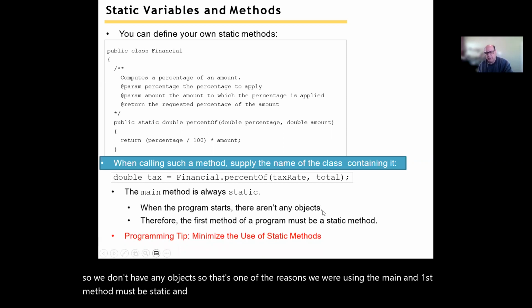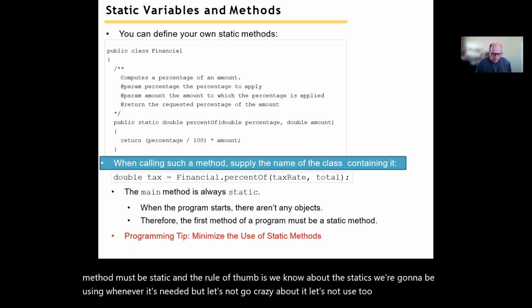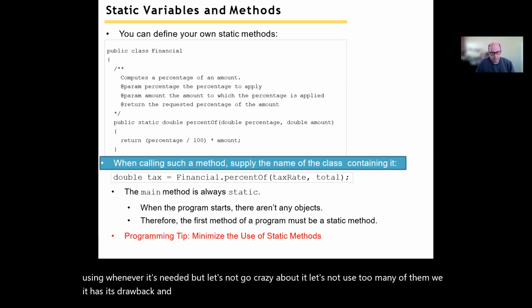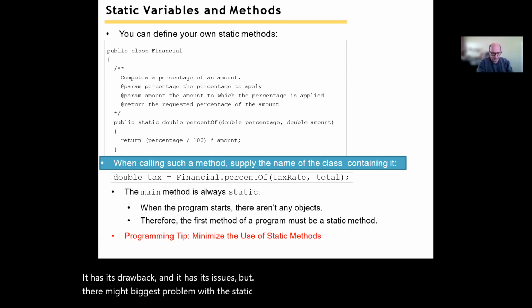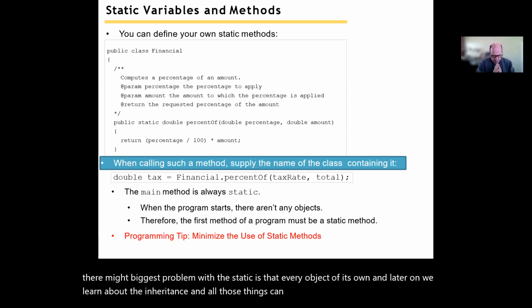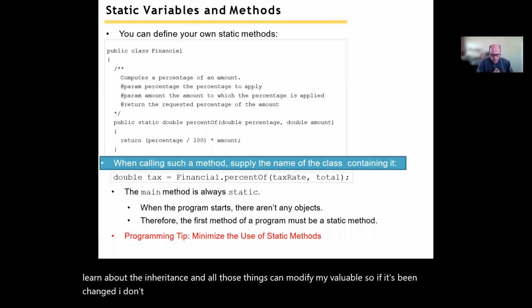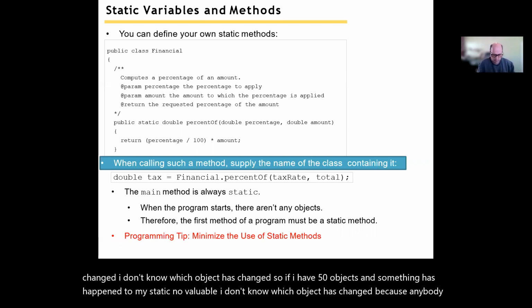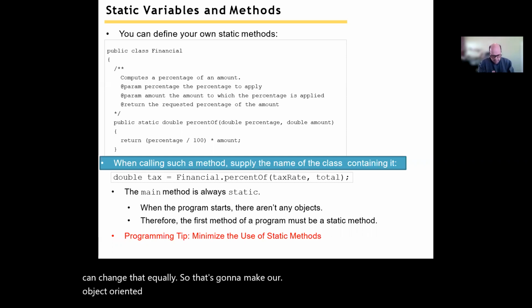The rule of thumb is we know about statics and we're going to be using them whenever needed, but let's not go crazy about it. Let's not use too many of them. It has its drawbacks and its issues. My biggest problem with the static is that every object, and later on we learn about inheritance and all those things, can modify my variable. So if it's been changed, I don't know which object has changed. If I have 50 objects and something has happened to my static variable, I don't know which object changed it, because anybody can change it equally. That's going to make our object-oriented design a little harder to debug or figure out what's going on. But in certain areas, just like what we talked about, we need it and we're going to be using it.